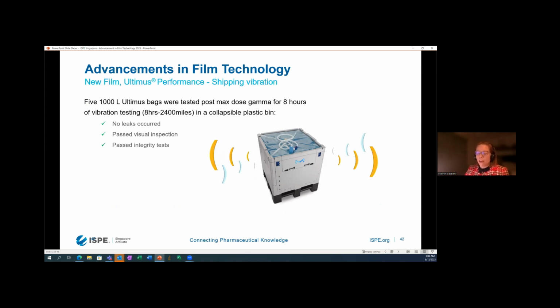We used 5 1,000-liter Ultimus bags, and they were vibration tested in our collapsible bin filled with water. They were vibrated for 8 hours, simulating 2,400 miles of travel distance. There were no leaks that occurred. All the bags passed visual inspection, and they all passed a post-vibration integrity test.